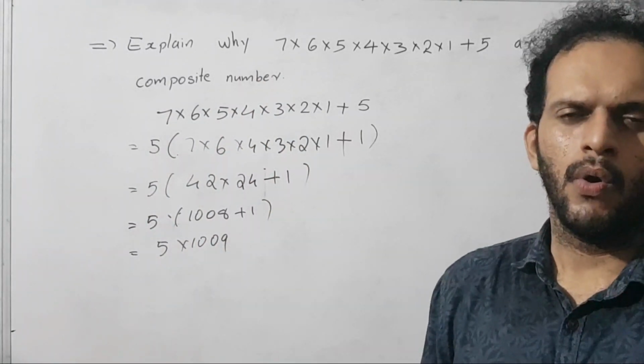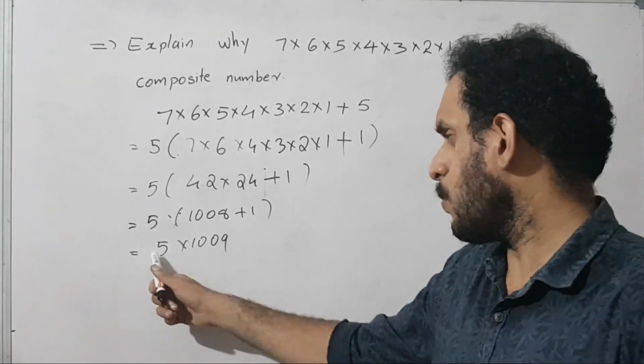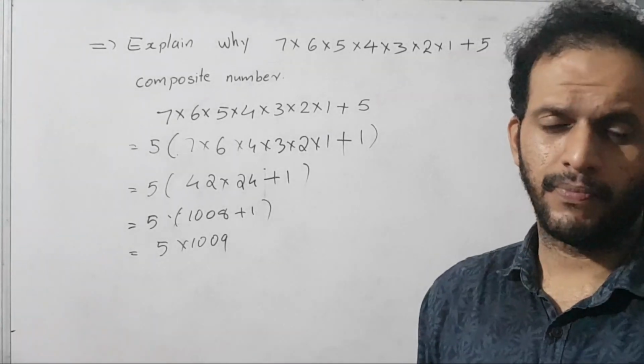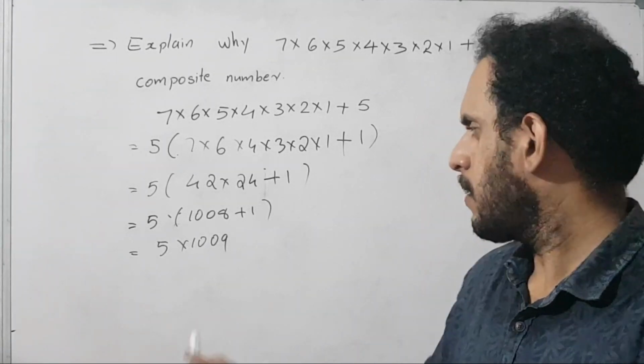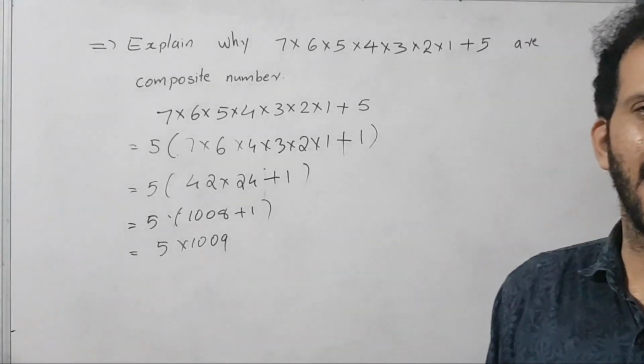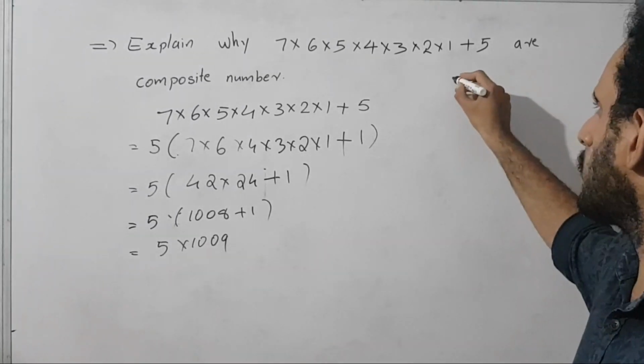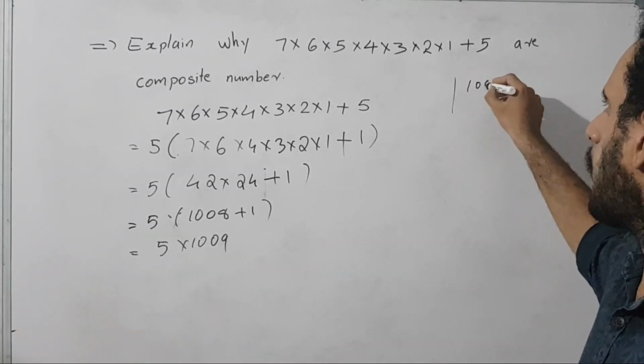So, we want to write this number as a product of 5 into 1009. Correct? So, we want to check whether these two are prime numbers. We know that 5 is a prime number. Then only 1009 we want to check. Is 1009 a prime number? The number is 1009, correct?